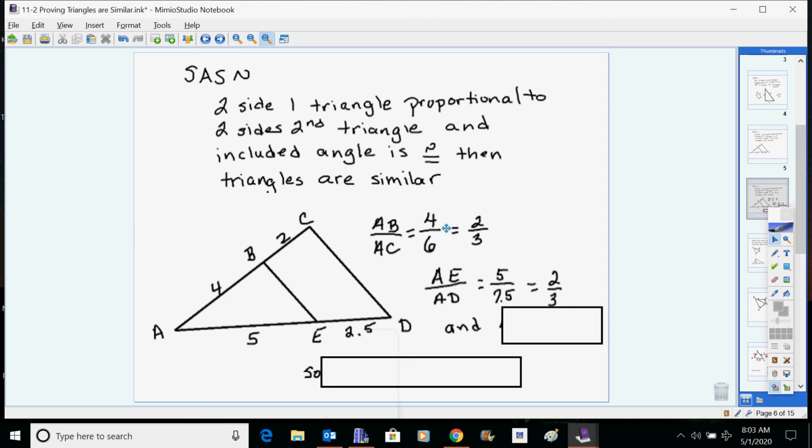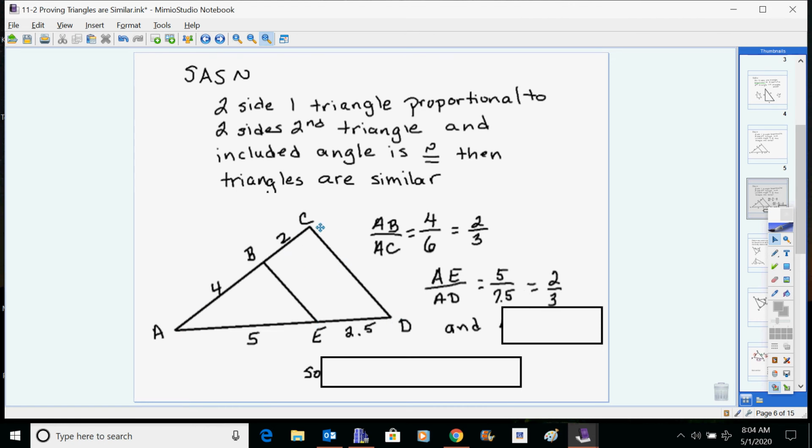Okay, so here's your 2/3. This one and this one have the same ratio, which means that they are proportional. We did that yesterday. Since those two are proportional, now what we need to do is find that angle.